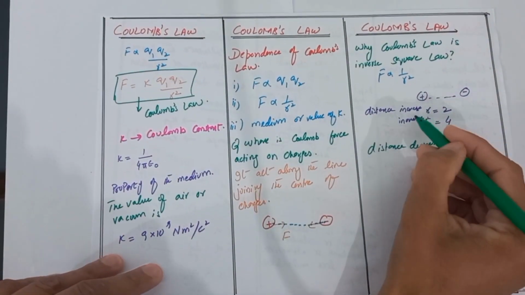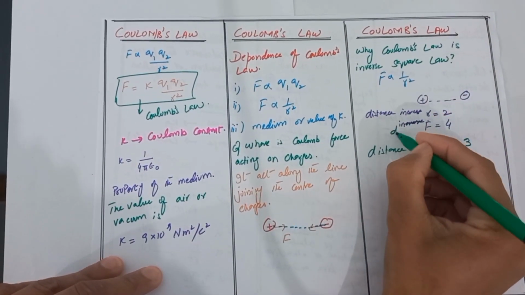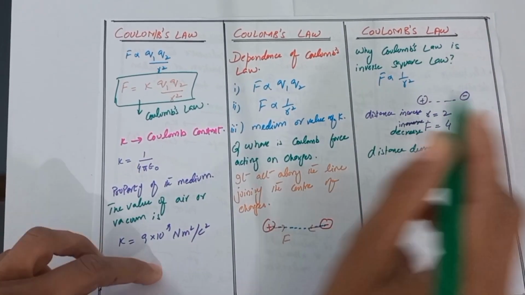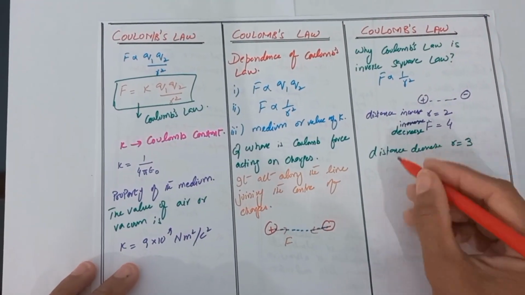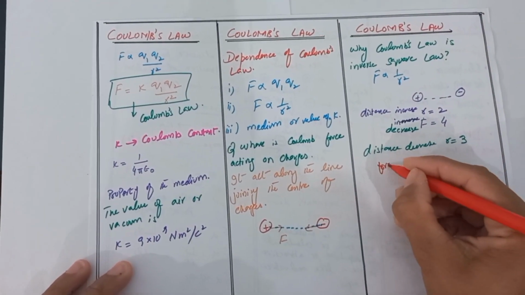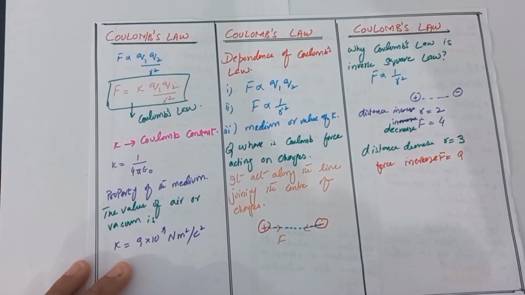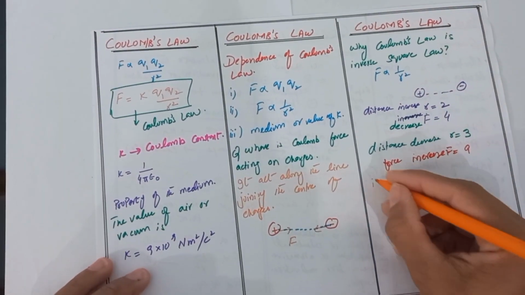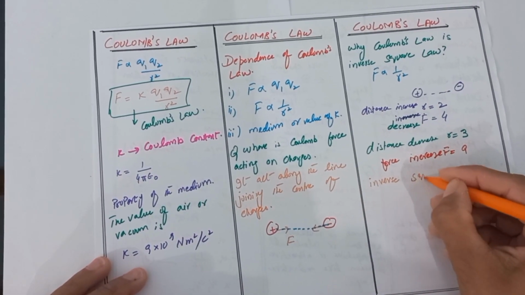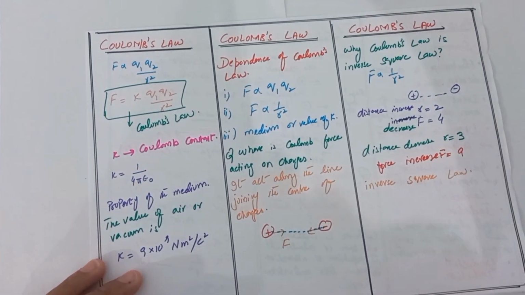If I increase the distance 2 times, then the force decreases 4 times. If I decrease the distance 3 times, then the force increases 9 times. Therefore, we call it the inverse square law.